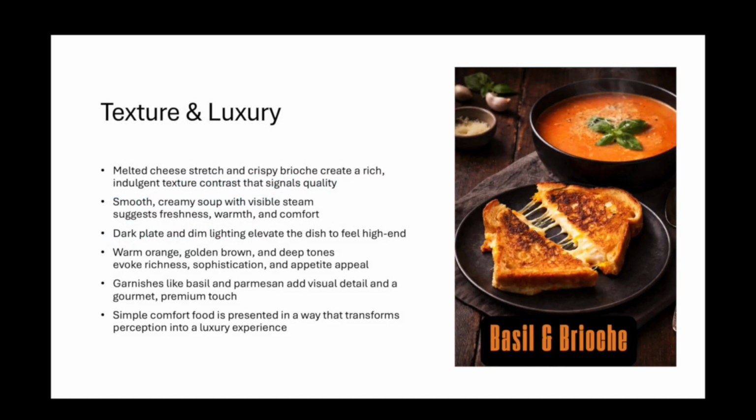This ad focuses on how texture and visual elements can be used to create a sense of luxury and influence consumer perception. To start with how I created the ad, I actually began by finding two separate images, one of a grilled cheese sandwich and one of tomato soup. I then put those two images into AI to generate a new combined image. From there, I focused on refining the visual to match the concept I had in mind.